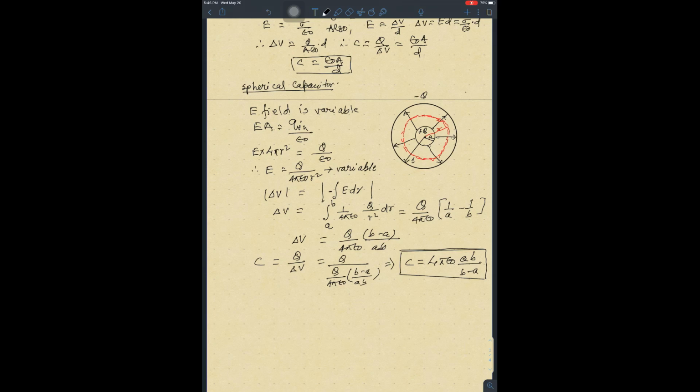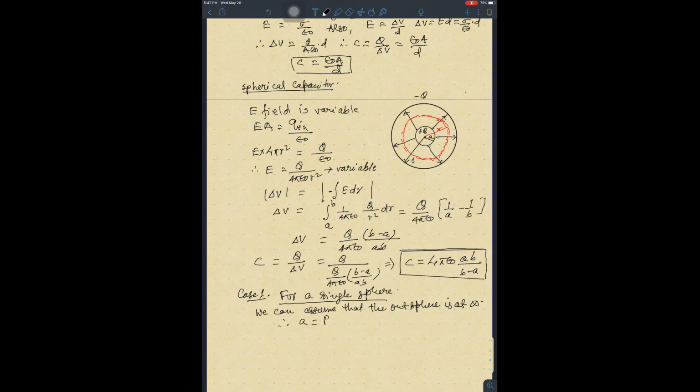Now some special cases are there. What are those special cases? Those special cases we have to understand. Case 1 is for a single sphere. In this case we are considering that there is only one sphere, so we can assume that the outer sphere is at infinity.